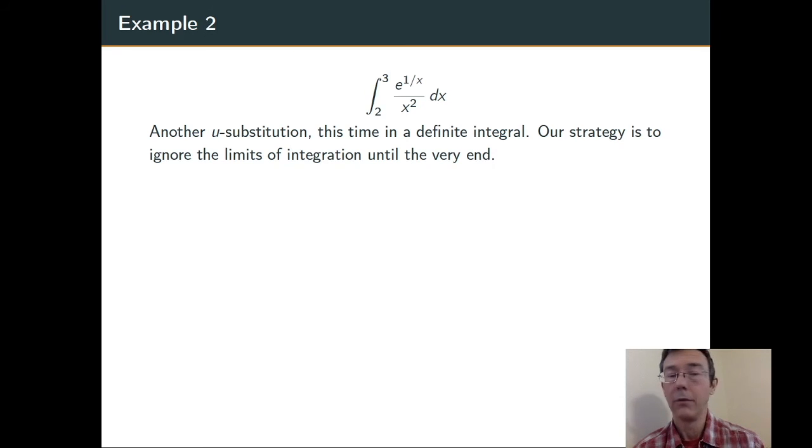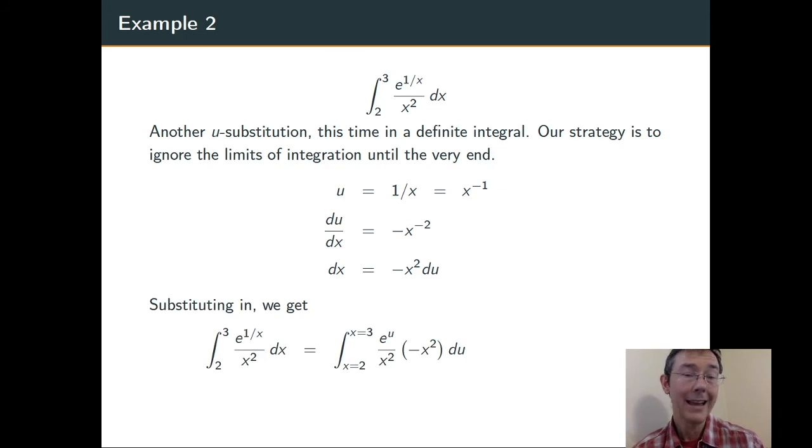The derivative of 1 over x, the derivative of x to the negative 1, is going to be something like 1 over x squared. Let's see the details. u equals x to the negative 1. Differentiate to get negative x to the negative 2nd. And solve for dx. We get negative x squared du. Now, I'm going to take out the inside function 1 over x and replace it with u. Take out the dx and replace it with what it's equal to, negative x squared du. And cancel out the x squareds.